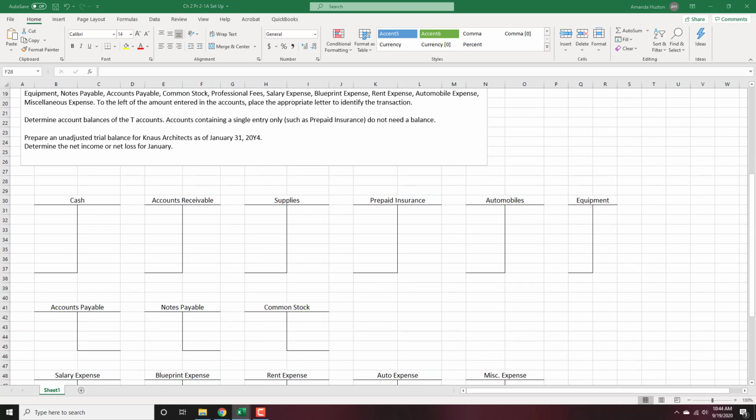So the very first item listed is issued common stock to Marjorie in exchange for $30,000 cash. So this is transaction one. And the company, in their books, received $30,000 cash.